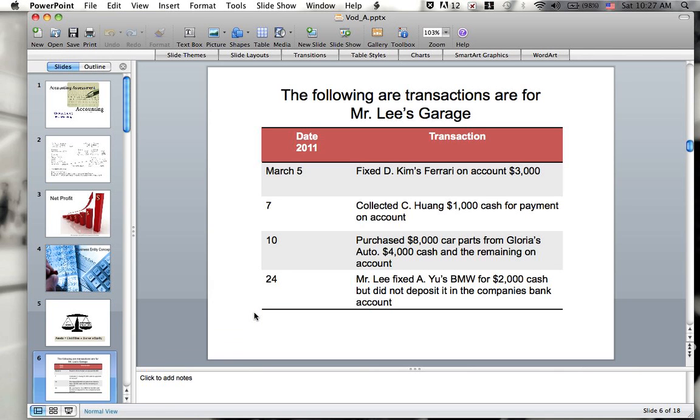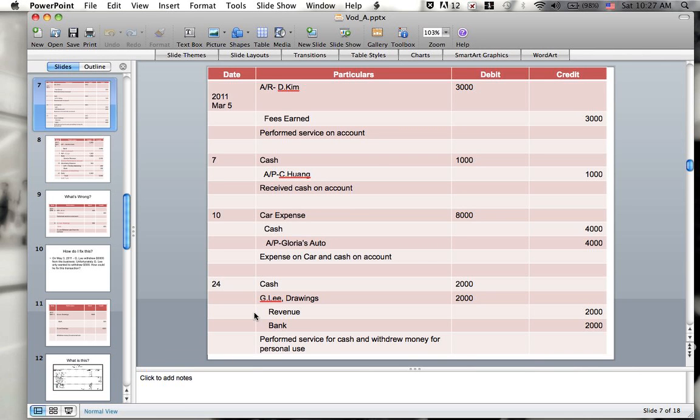The following states the transactions for Mr. G. Lee's account, Mr. G. Lee's garage. I use a journal entry to record the accounting entries for all transactions. The transactions are recorded in the order of their occurrence.